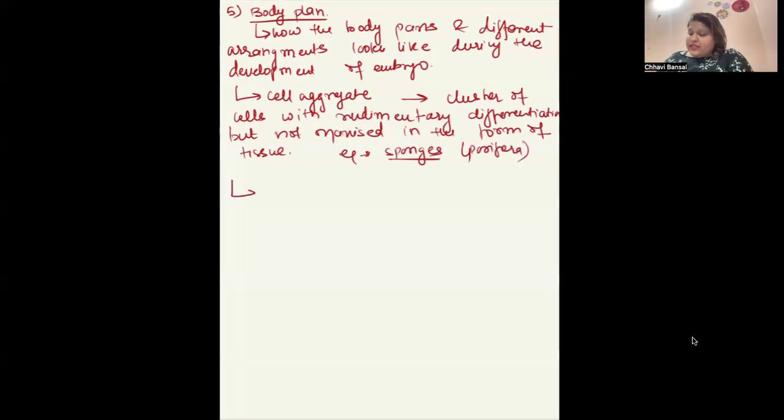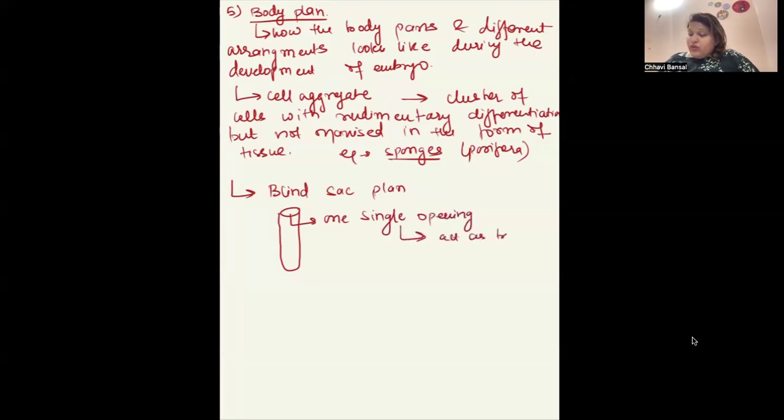Okay. Next is blind sac plan. Blind sac plan looks like this. They have one opening and there is no other opening. The other end is blind, there is no opening. It means one single opening that is going to act as both mouth and anus. Okay. So only one opening, and that opening is going to act as both mouth and anus.